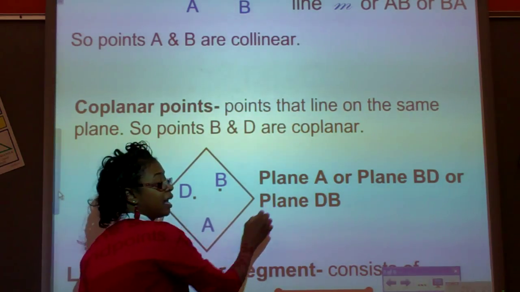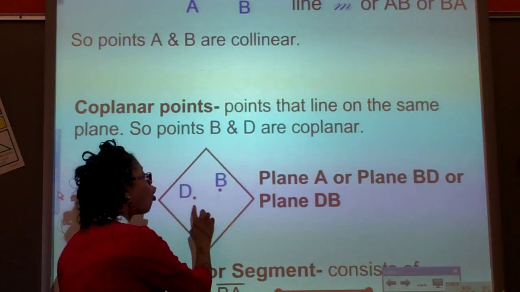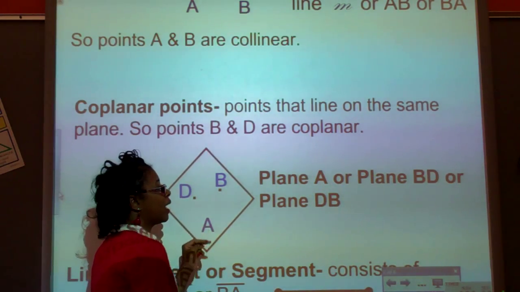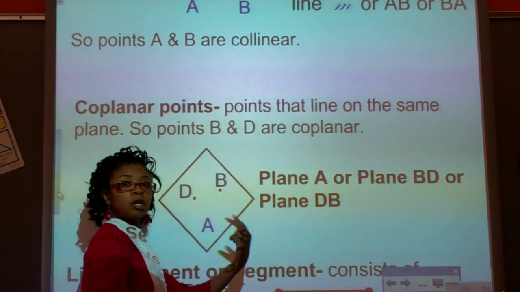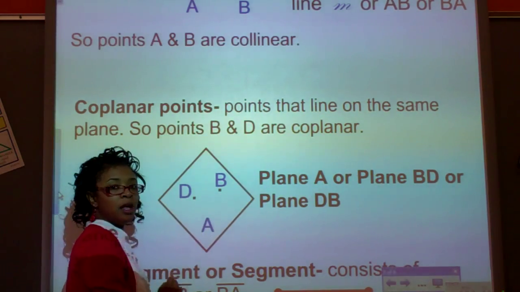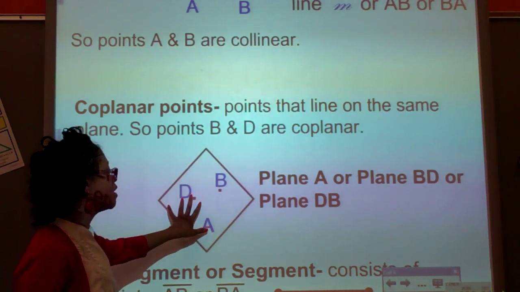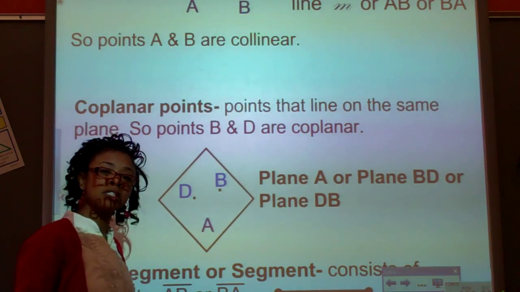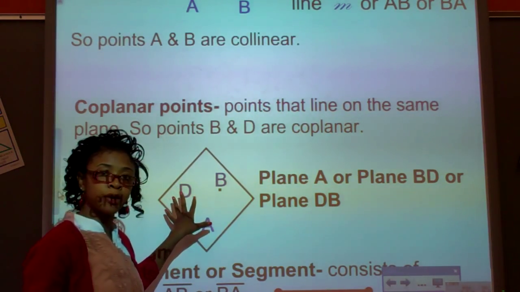Remember, plane A is one way to call a plane, or we can call it by the points, plane BD, or we can also call this plane DB. 3 ways. So points D and point B, because they're on the same plane, are coplanar.